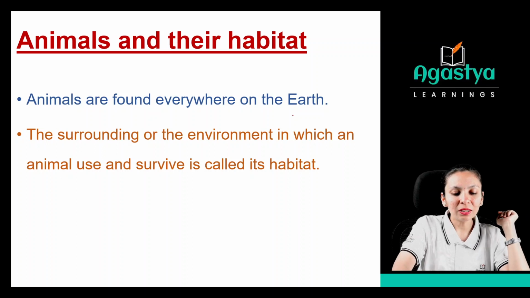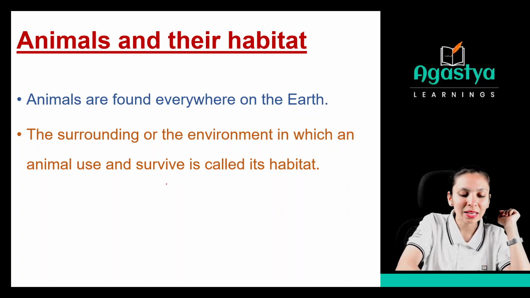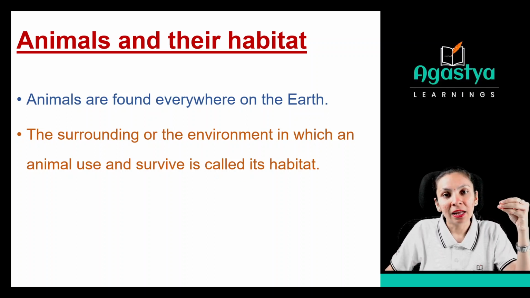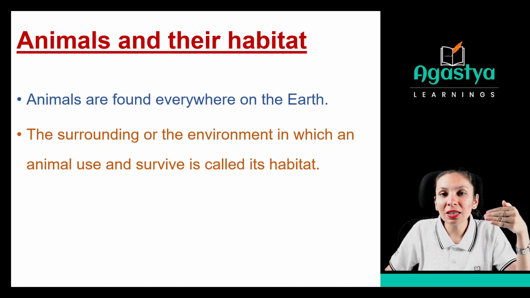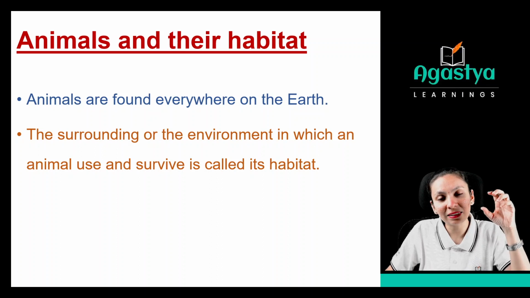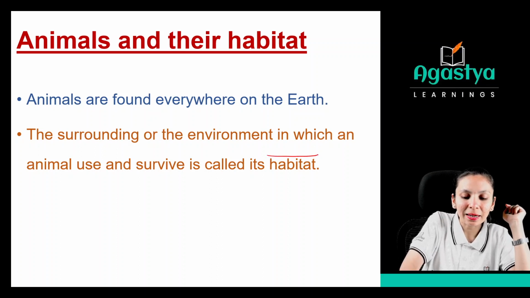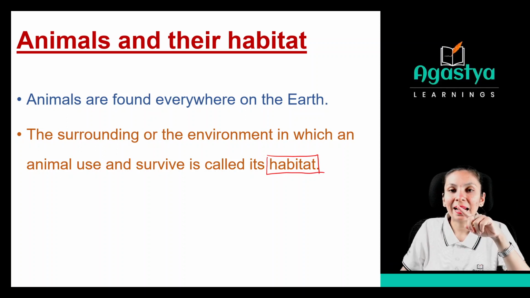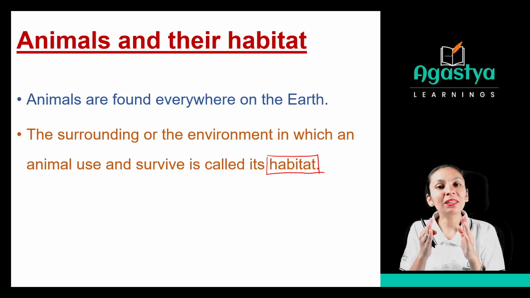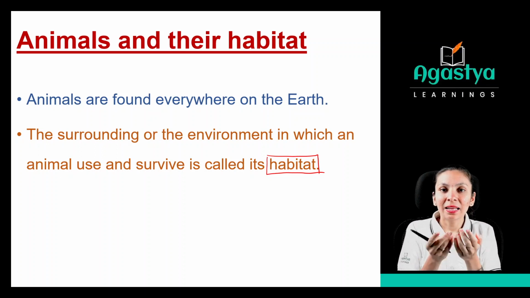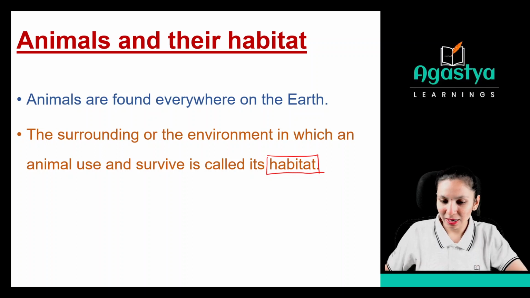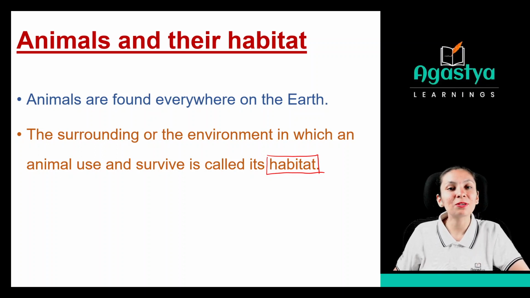So the surrounding or the environment in which an animal lives and survives is called its habitat. Wherever the animal is living, wherever the place the animal is using for their purpose, where they are living in their natural form, that is called their habitat. So remember this thing, that the surrounding or the environment in which an animal lives and survives, that area, that environment, that surrounding is called, yes, habitat. So now based on this surrounding, based on their environment, we are going to classify these animals.